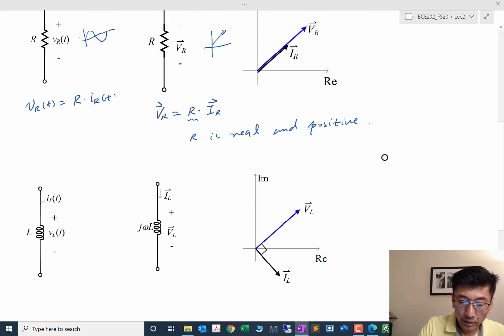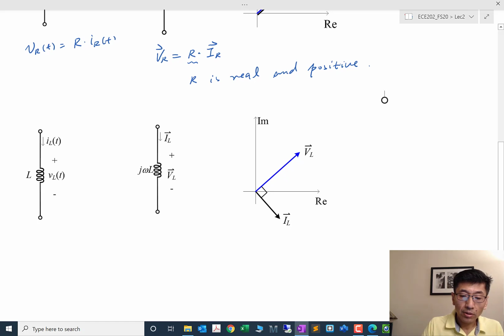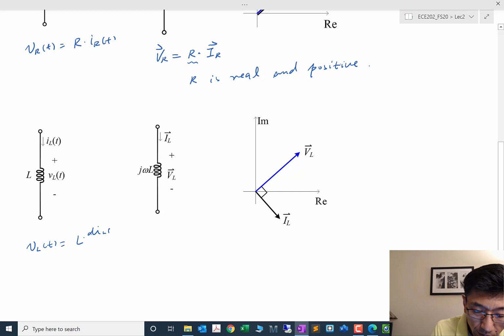Let's look at the inductance. For inductance, we remember in 201 we have v_L(t) equals L di_L/dt.